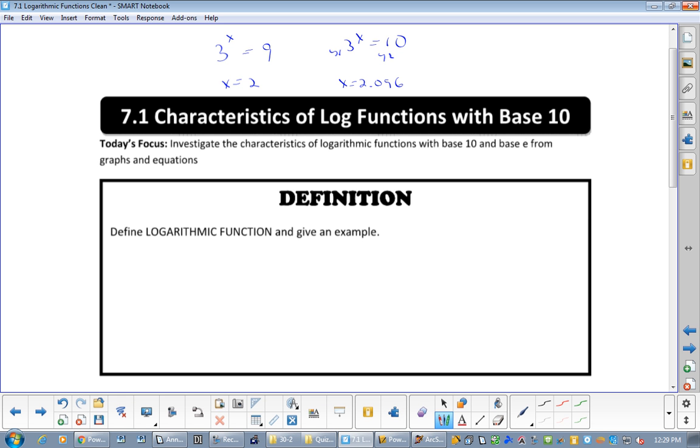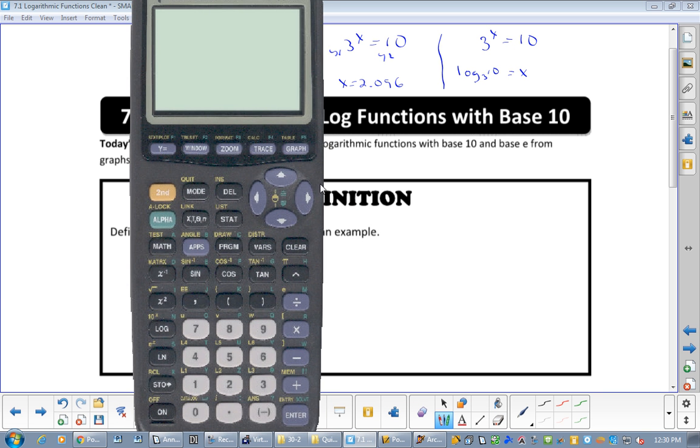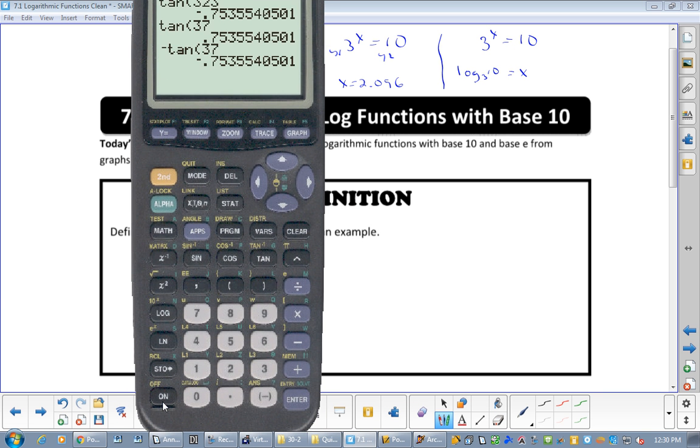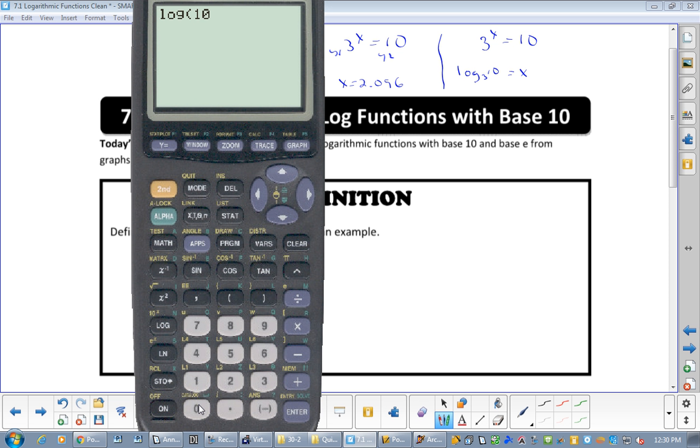Okay? Now, here's the beauty of logs. If you gave me this, 3 to the x equals 10, I'm going to put this in log form. Log base 3 of 10 equals x. And the way you do this, you get out your fancy calculator. All you do, you see this log button right beside the 7? So you go log 10 divided by log 3. And that will give you the exponent.